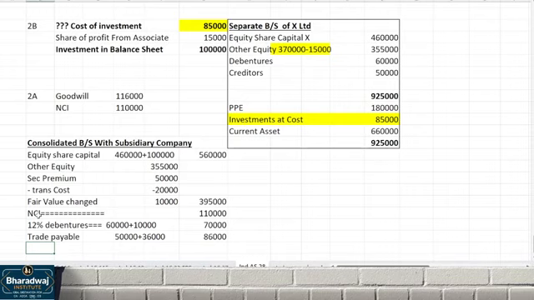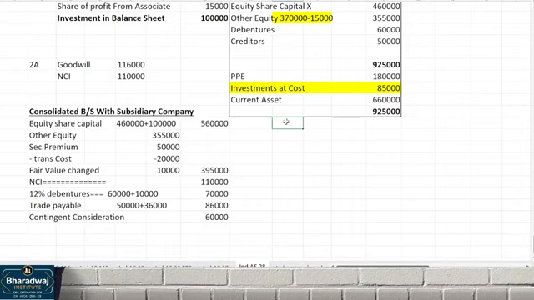Then contingent consideration. What is the contingent consideration that became payable? 60,000. Okay. This is for your liability side. What will come on the asset side? Plant, property, equipment same as before. In consolidation, 1,80,000 plus 3 lakhs, or 4,80,000.